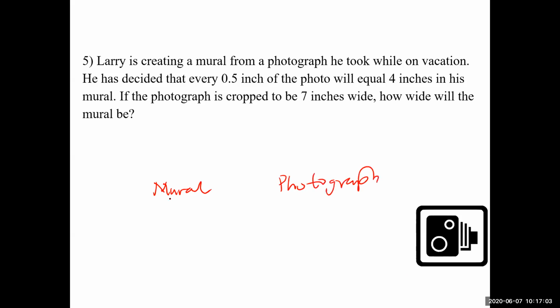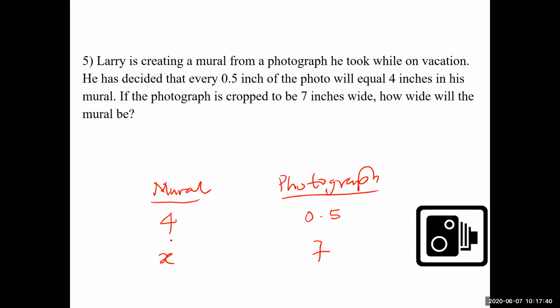Right there, okay? So he has decided that 1.5 of the photo will be equal to 4 inches of the mural, right? So 0.5 of the photo will be equal to what? 4 inches of the mural. Now, if the photograph is cropped 7 inches wide, how wide would the mural be? We don't know how wide the mural will be, so that will be X, okay?